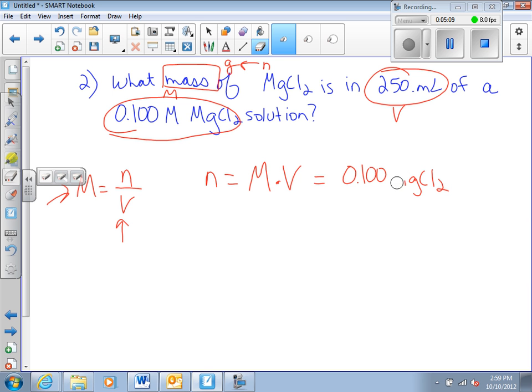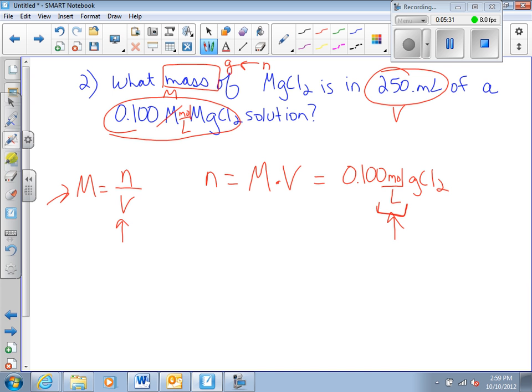I'm going to replace my molar with moles per liter. Because remember, the molar is moles per liter. So wherever you see a molar, we'll rewrite it as moles per liter. And hopefully you'll recognize that when you have moles per liter, if you multiply this set of units by liters, you're left with moles. But I have a little problem over here. This is in milliliters. To go from milliliters to liters, I need to divide by 1,000.